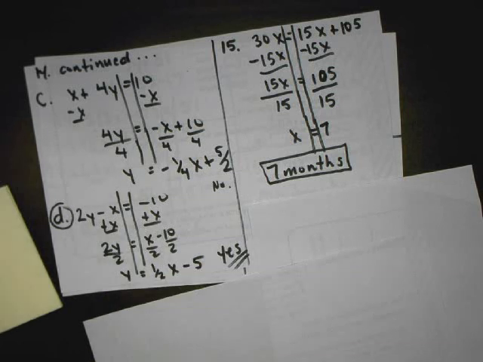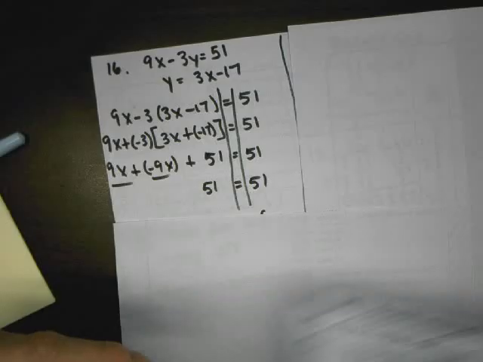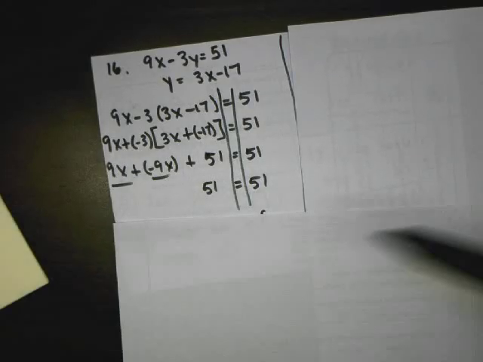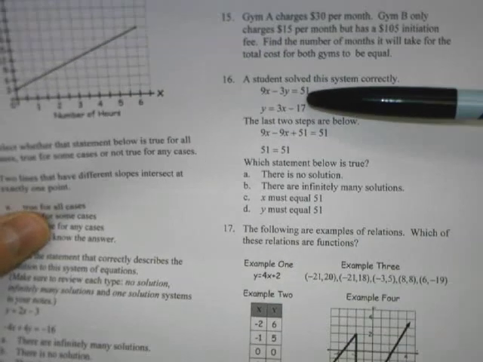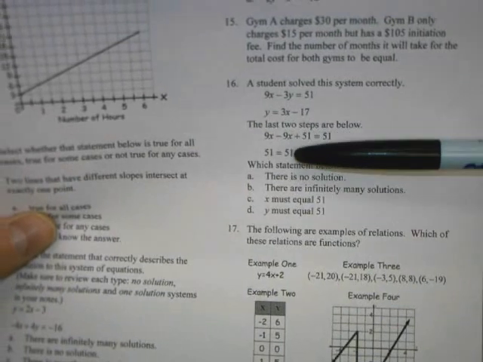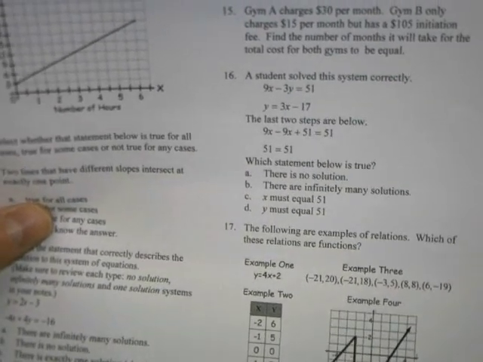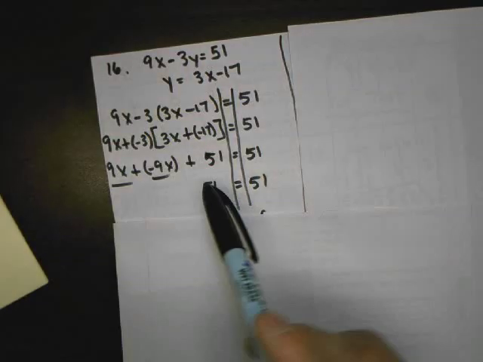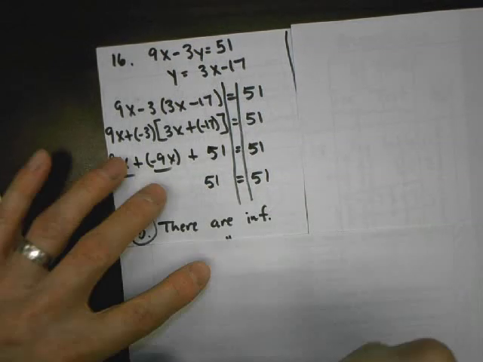Alright, so that's 15. Number 16, a student solved the system. So this is what the student did. They solved the system, right? And this is what they got. And in the test, you don't have to actually do this work. On the test, they said the student solved the system correctly, and these were the last two steps. So all you have to do is, when you see that, what does that mean? Well, when the x's cross out and you have something true, that's infinitely many solutions. That means if I try to put these both in slope-intercept form, they're going to be the same line, right?